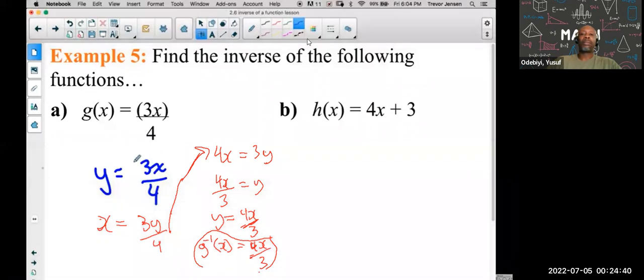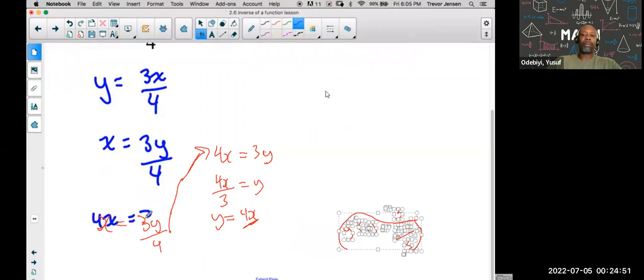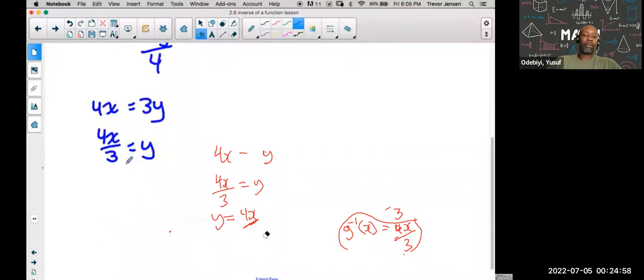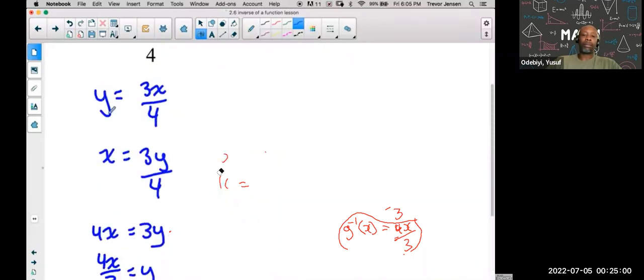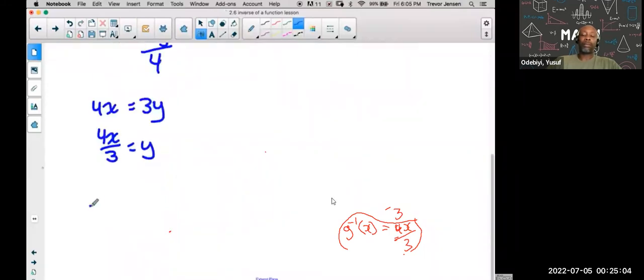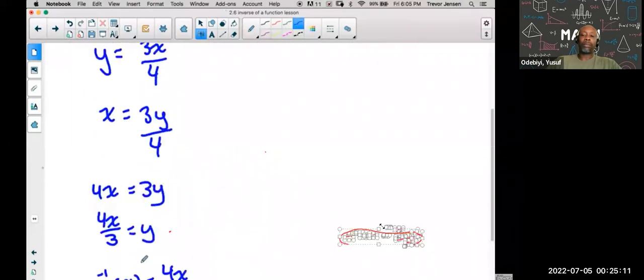So we'll do that in the equation. Instead of writing y, we'll write x. Instead of writing x, we'll write y. And now we just rearrange this equation algebraically to isolate y. So multiply the 4 over, and then divide the 3. And then lastly, we'll write the proper notation. Instead of writing y, we will write the inverse of g at x. We no longer have g at x, we now have the inverse of g at x. It's equal to 4x over 3.